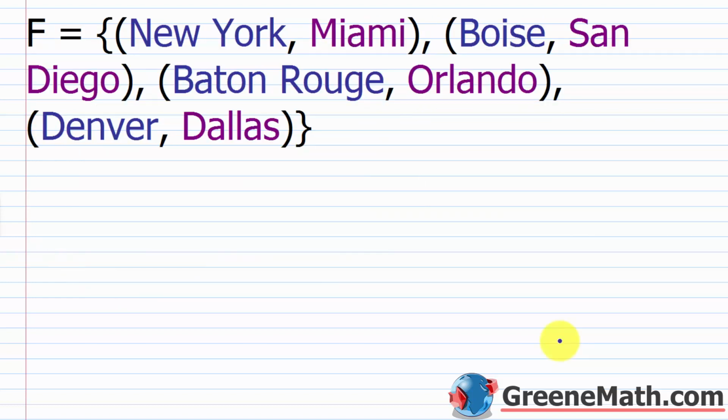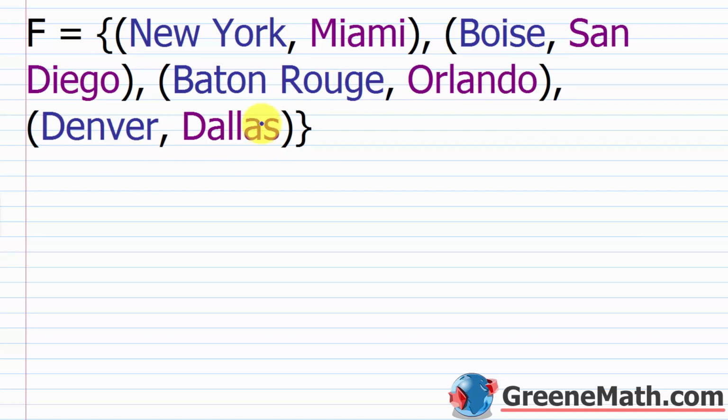Let's look at two examples with some non-numerical information. You'll get these also. So what this set is representing, this f, is going to represent takeoff cities, so you're flying somewhere, and destination cities, okay? The first one is where you're taking off from. The second one is where you're landing, your destination. So you have New York, Miami. You have Boise, San Diego, Baton Rouge, Orlando, and Denver, Dallas.